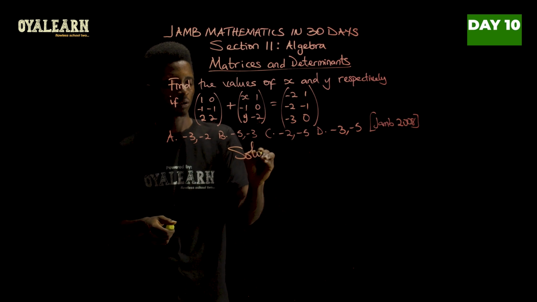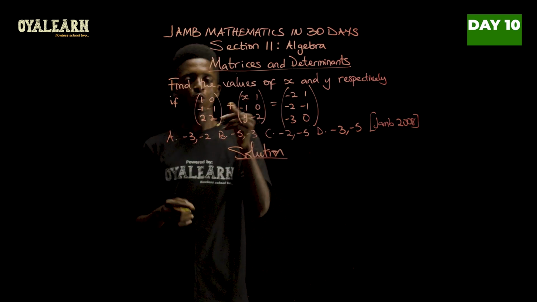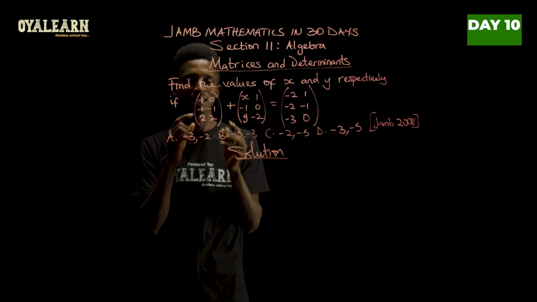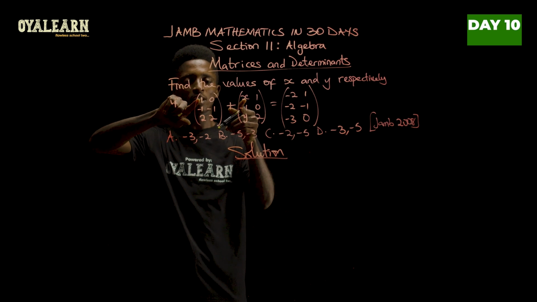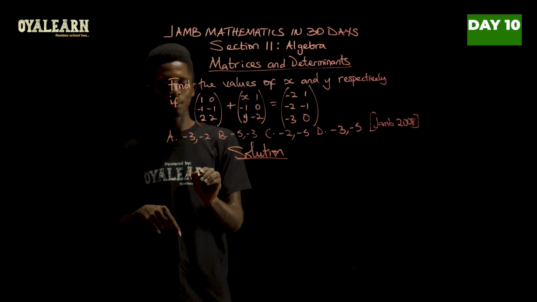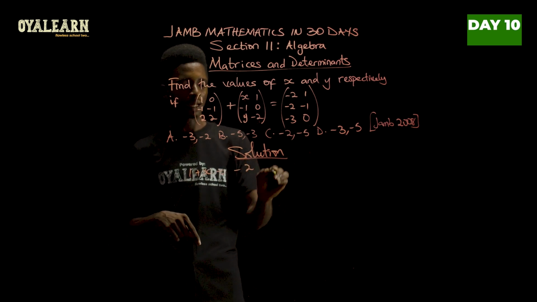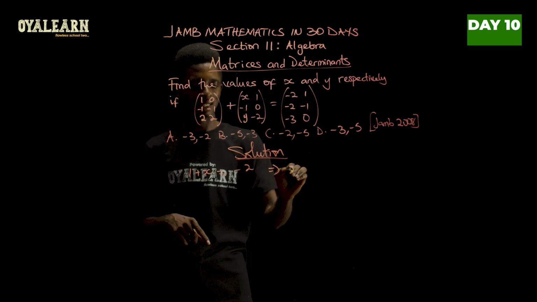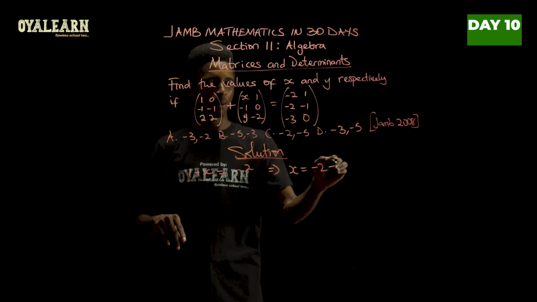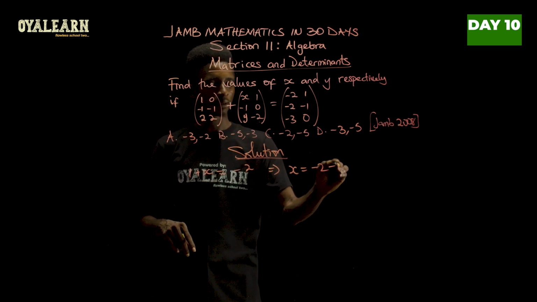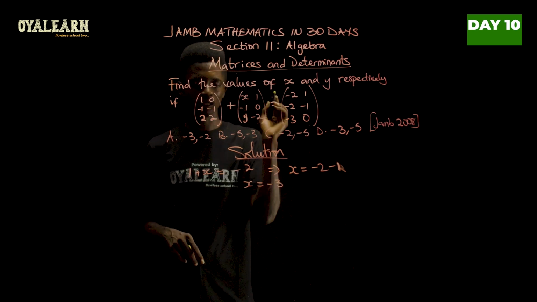So, solution. Instead of adding the whole thing, I'm just going to focus on the elements that we are concerned about. Now, x and 1 are the corresponding elements here. So 1 plus x should give us minus 2. What this implies is that x equals minus 2, then plus 1 comes here to become minus 1. Wait, x equals minus 2 minus 1, so x is therefore minus 3.